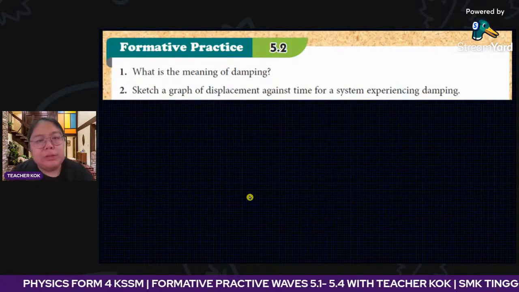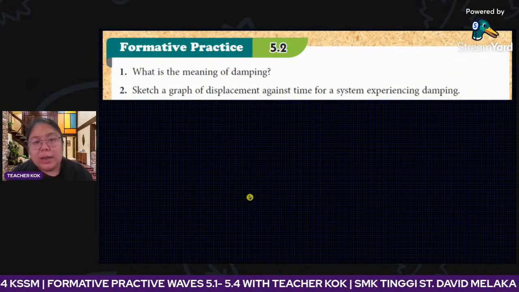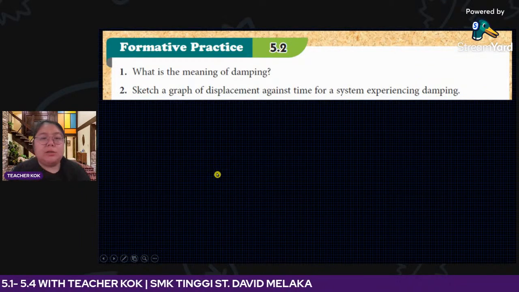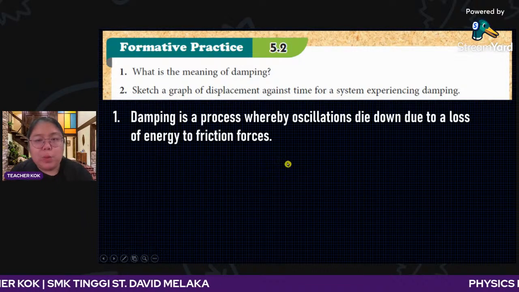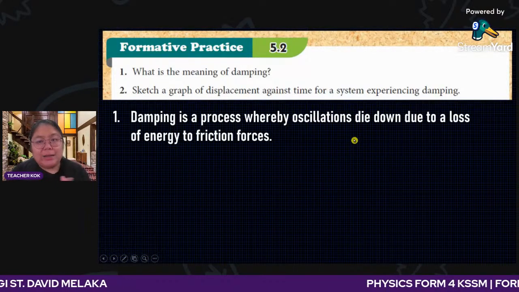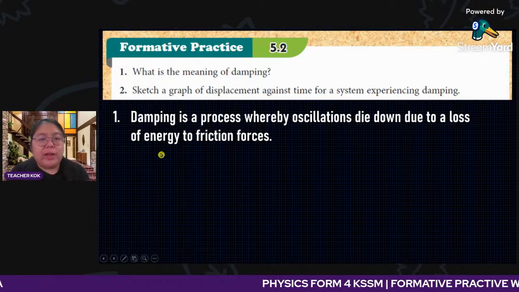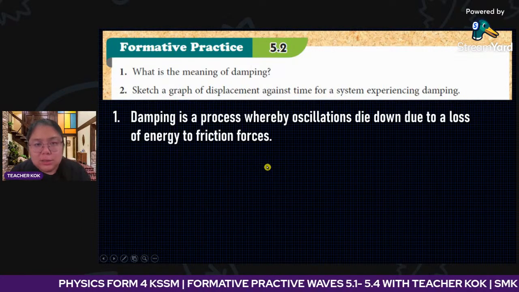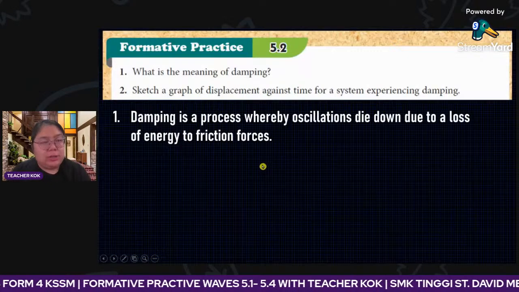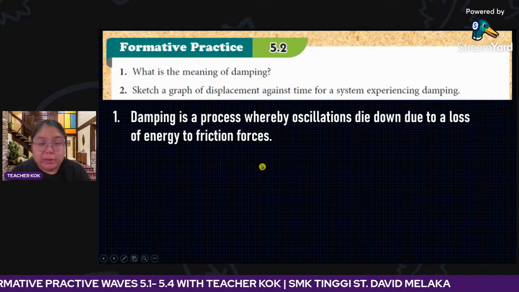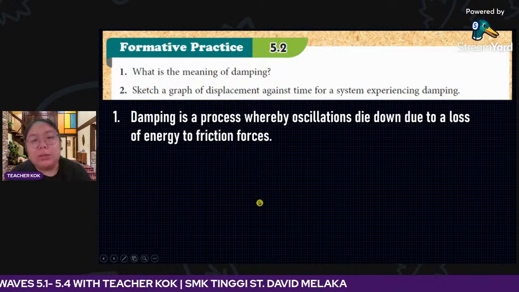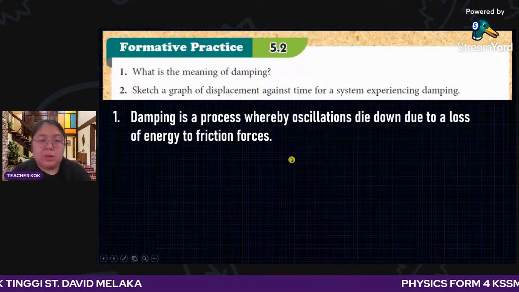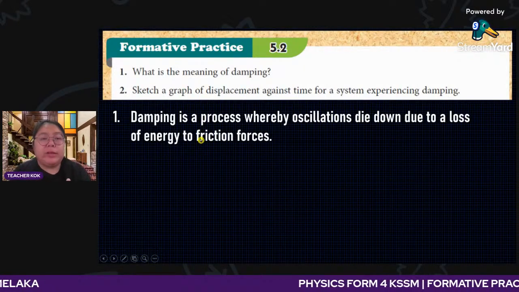First, they ask what damping means. Damping, everybody knows, is a process where the motion slows down and finally stops. It is a process whereby the oscillation dies down due to the loss of energy to frictional forces. We have external and internal friction. External is air resistance, and internal is the molecules. These cause the object to slow down and finally stop. So this is the definition of damping.